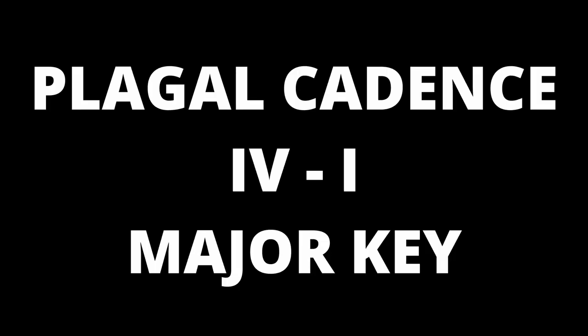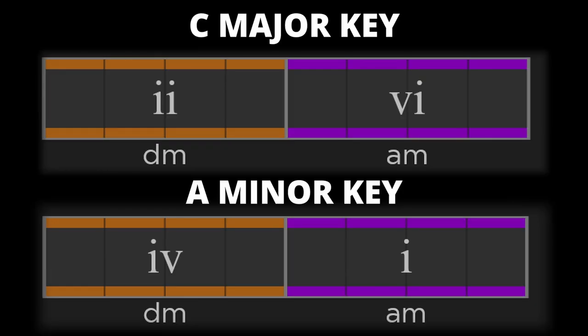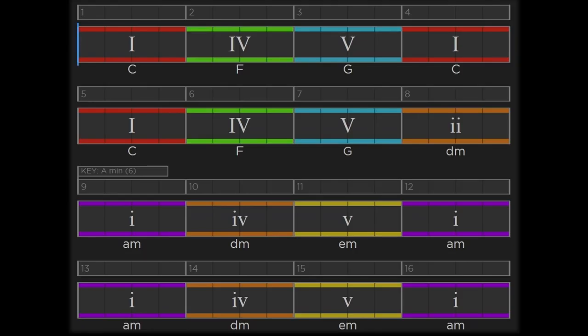We saw earlier that a 4-1 change in a major key is called a plagal cadence. Handily, moving from 4-1 in a minor key is also called a plagal cadence. The 4 chord in a minor key is the 2 chord in its relative major key. So let's take our previous chord progressions to demonstrate this. We'll start in C major this time and change our chord in bar 8 to the 2 chord to set up our plagal cadence, with the 1 chord in the key of A minor in bar 9.